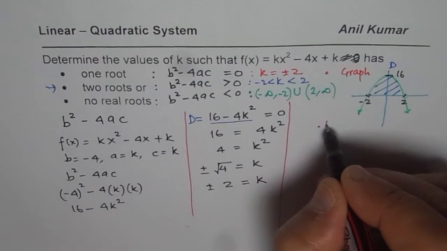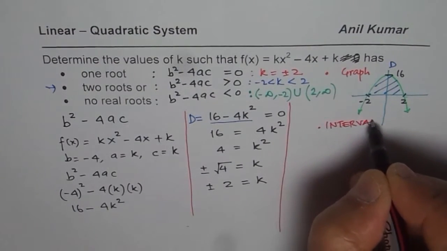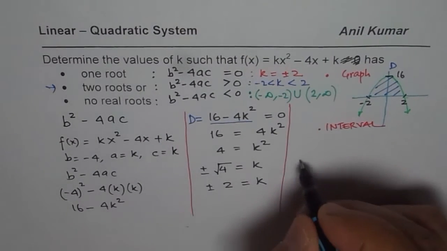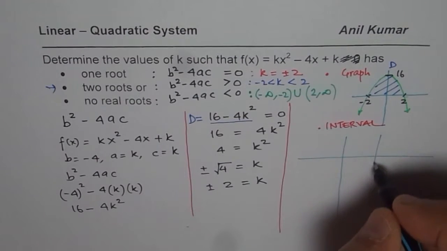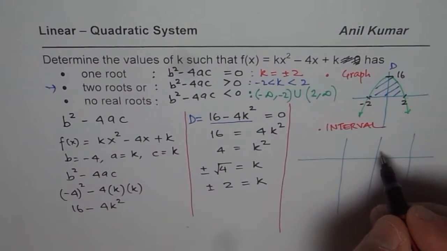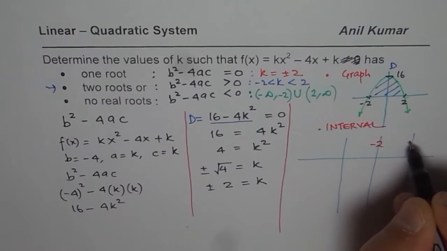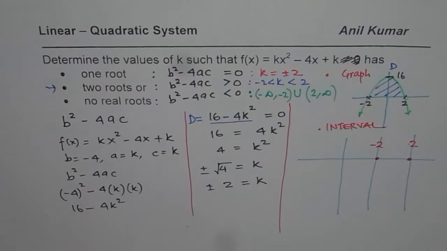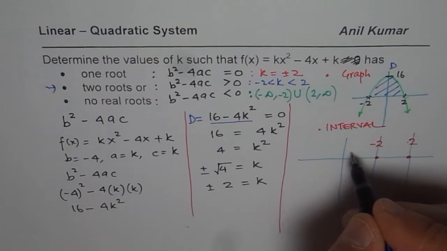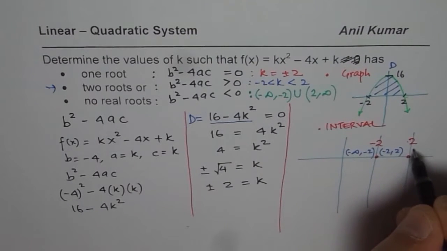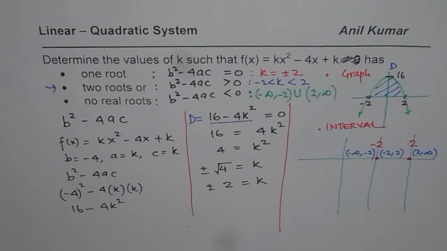The other way is the interval method. These are the two methods, right? So interval really means that you need to draw your plane with the zeros. So you have two zeros. One zero is at minus 2 and the other zero is at plus 2. These are your zeros, right? You have to take a test point on these intervals. So this interval is from minus infinity to minus 2, this is from minus 2 to 2, and that is from 2 to infinity.